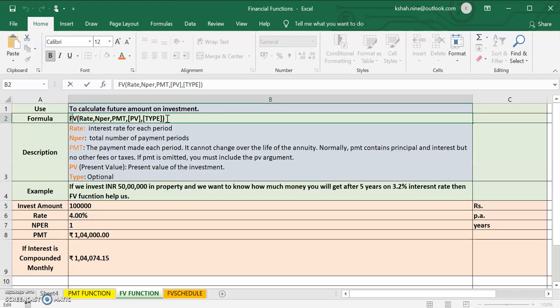So the formula is FV. In the bracket again you have 5 different parameters which you can read over here. It's very easy, very similar to PMT function. So let's directly go to the example.